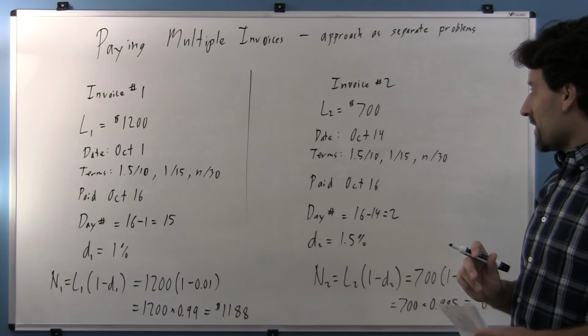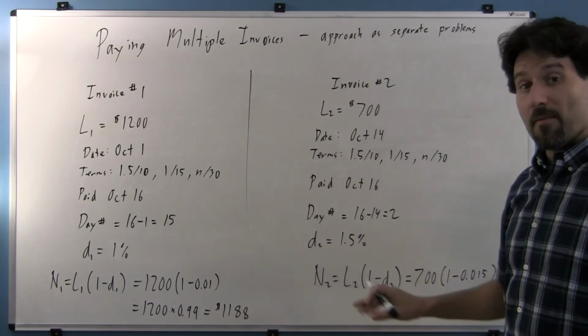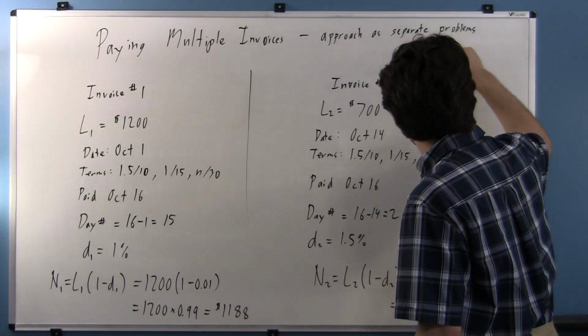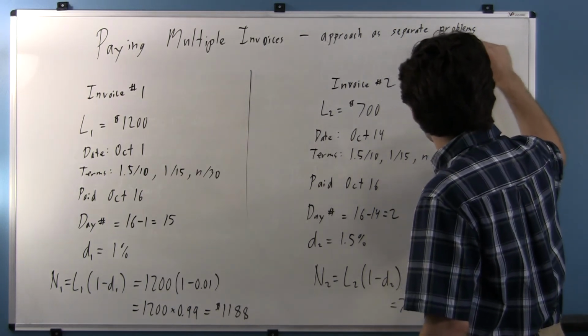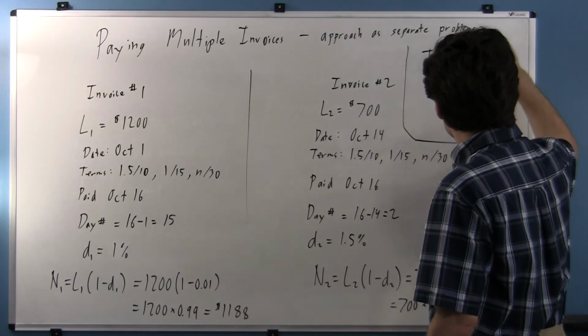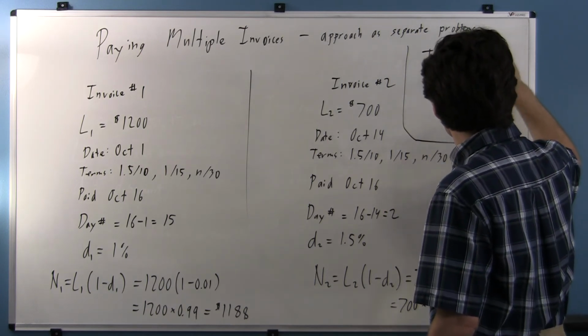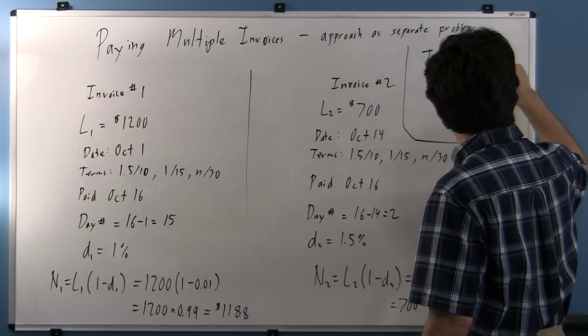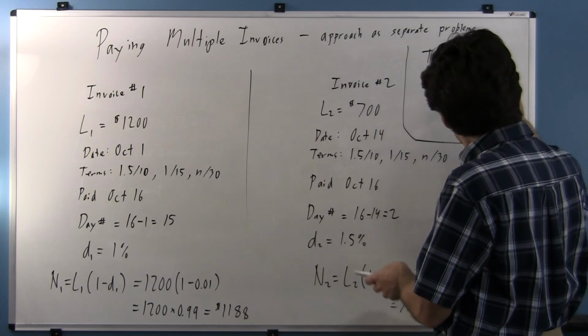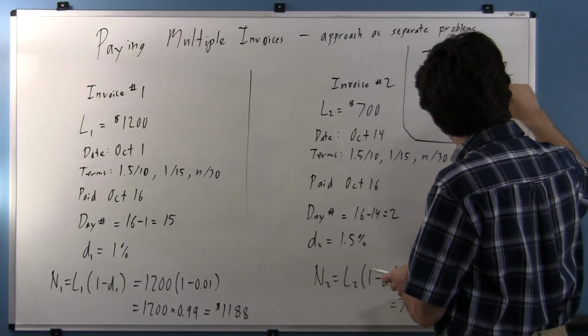And so how much do we end up paying? Sorry, I meant to leave some space somewhere for this. I'll just put it here. So for the total, we're just going to add those up: 1,188 plus 689.50. Total owing is $1,877.50.